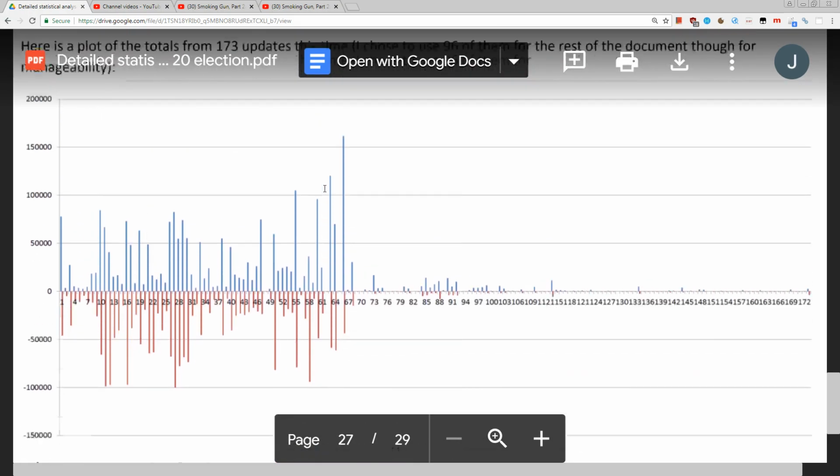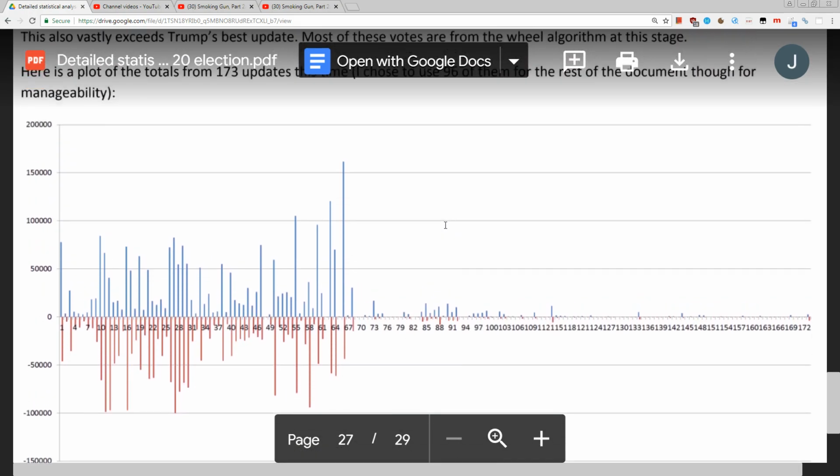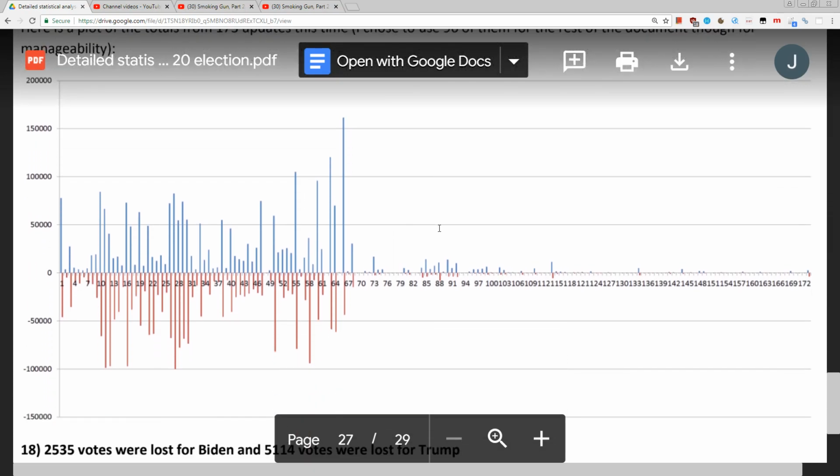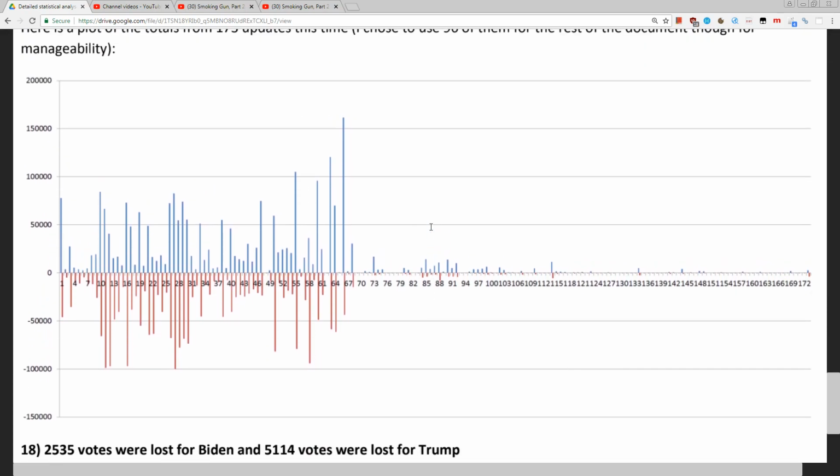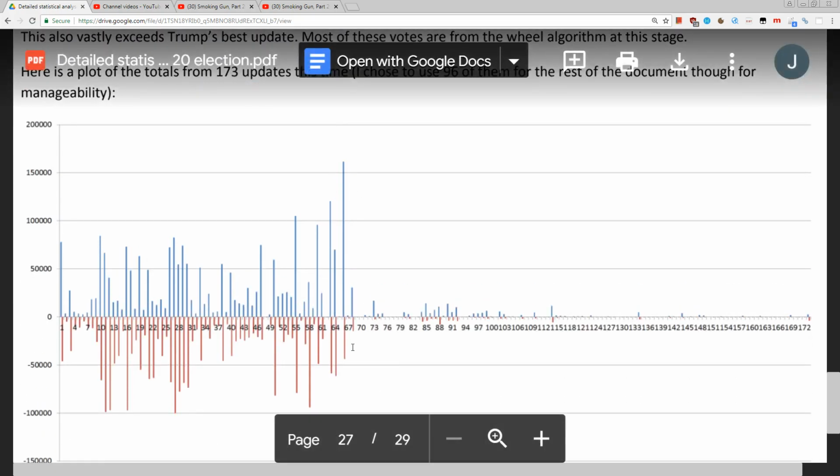And those are the batches over time. Here I used 173 updates. And that's when the suitcase was.